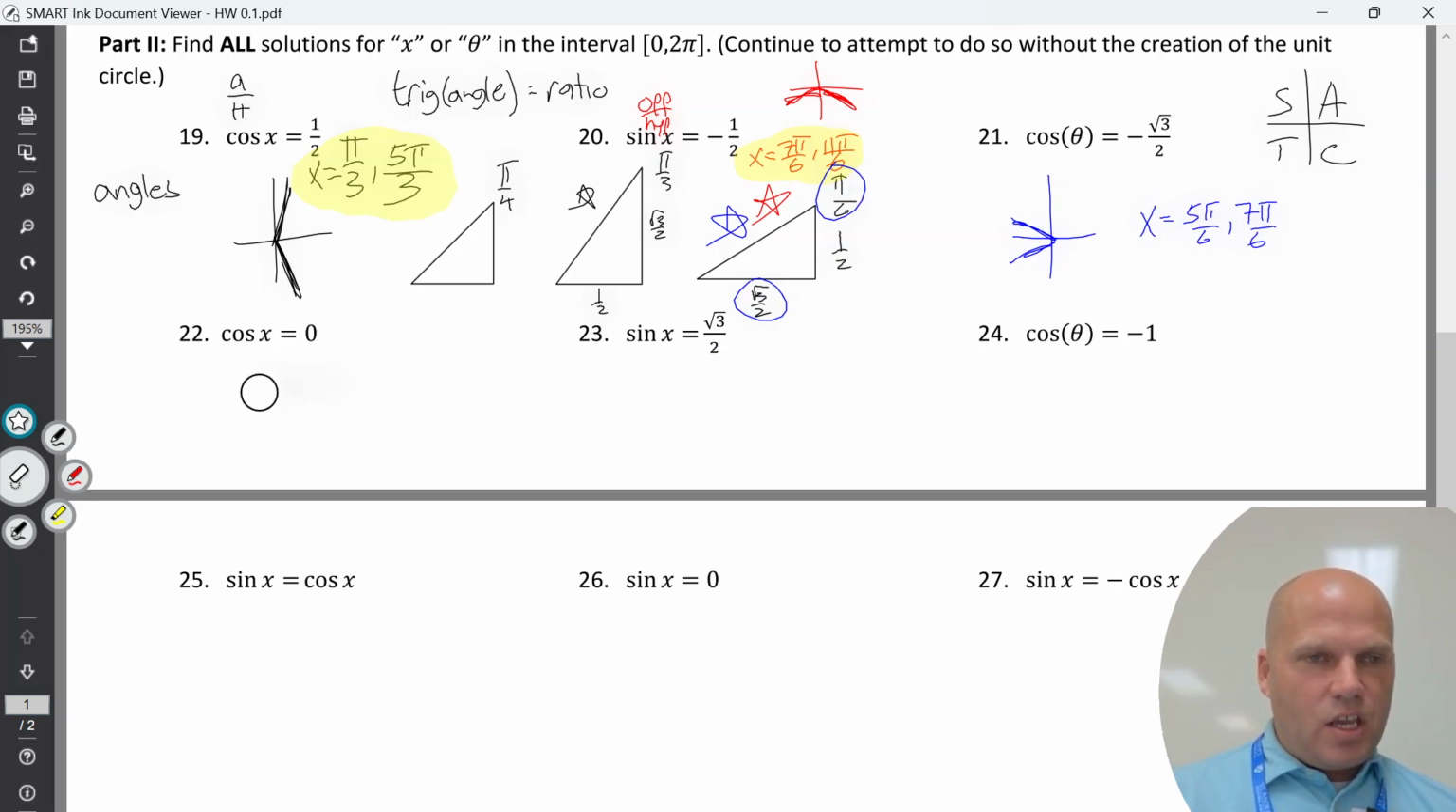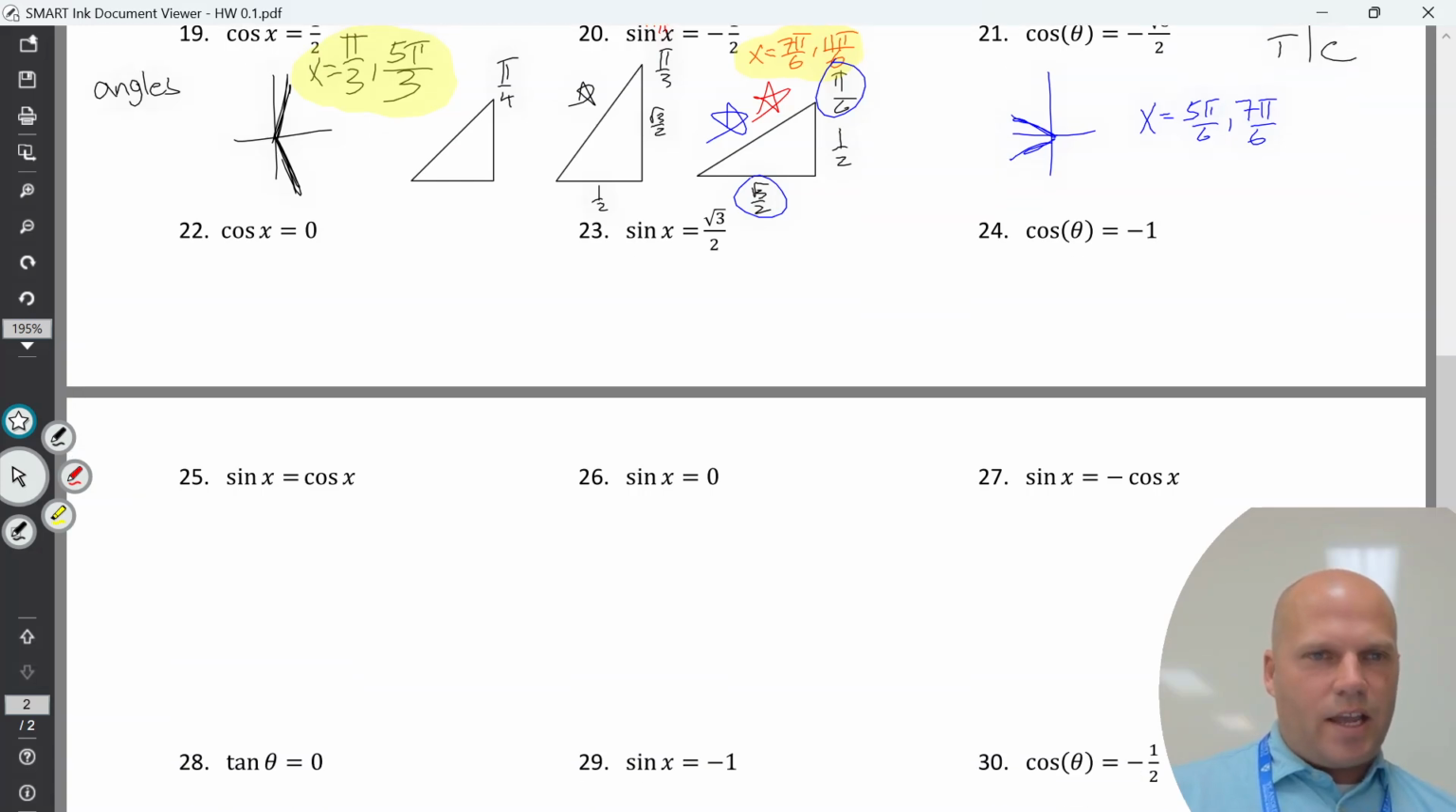All right, what about the extremes, the quadrantal angles? Well, you can think about where on the unit circle our adjacent side would be 0. You can think about where we create a triangle where the hypotenuse is 1, but the x length is 0. And that's going to be up and down at pi over 2 and 3 pi over 2. Cool?